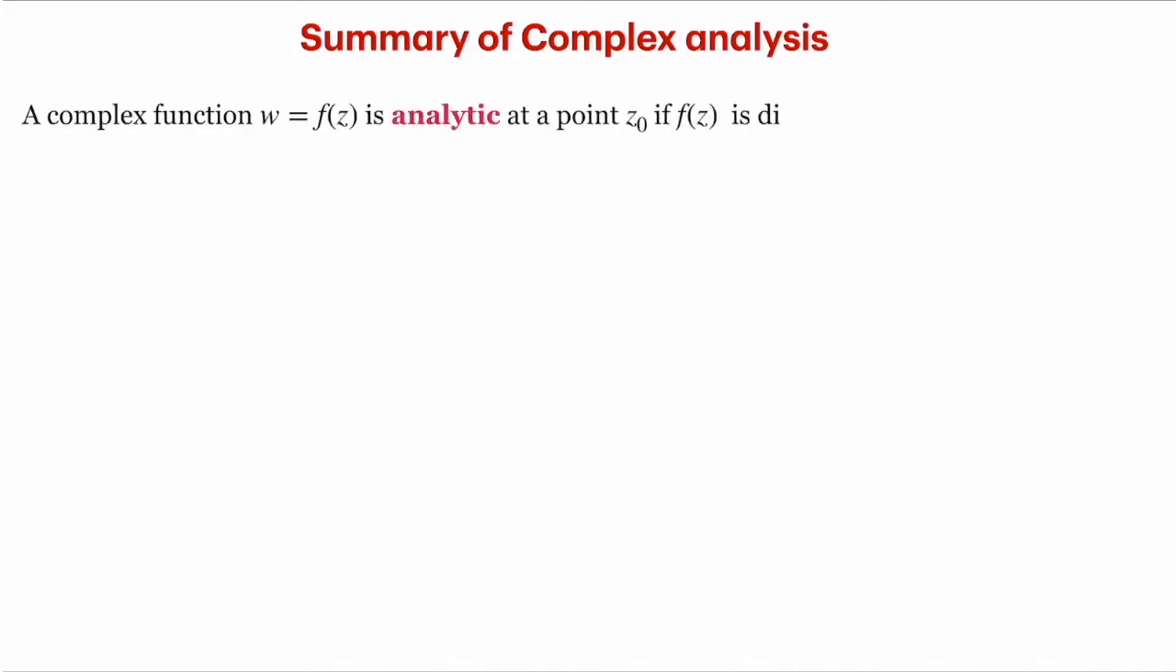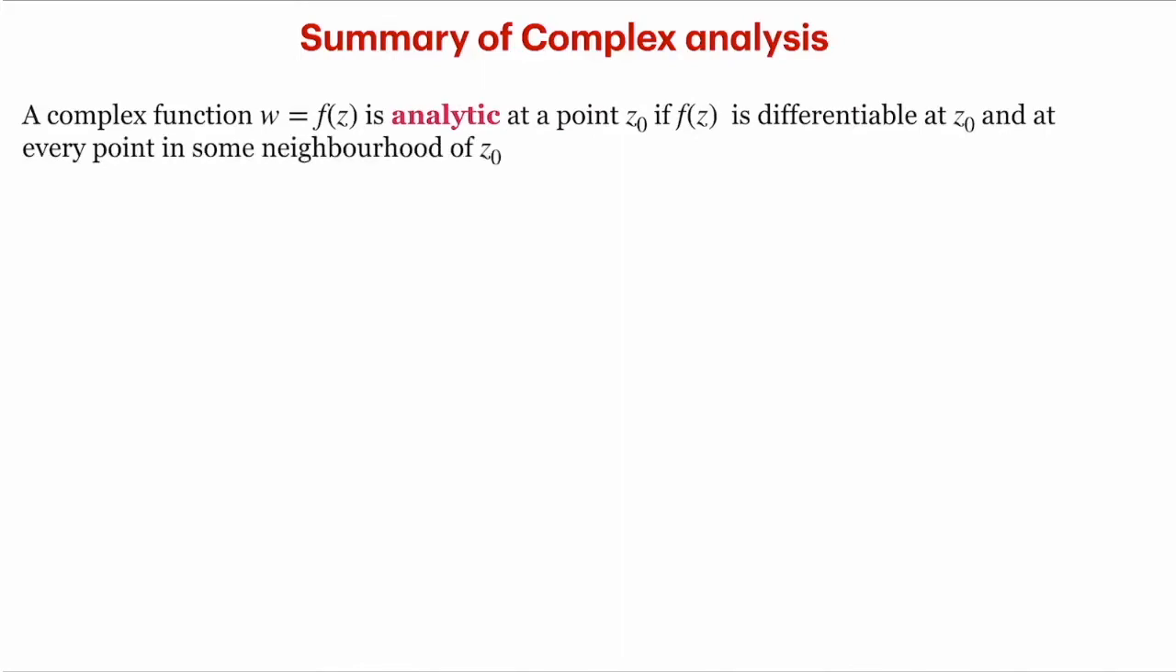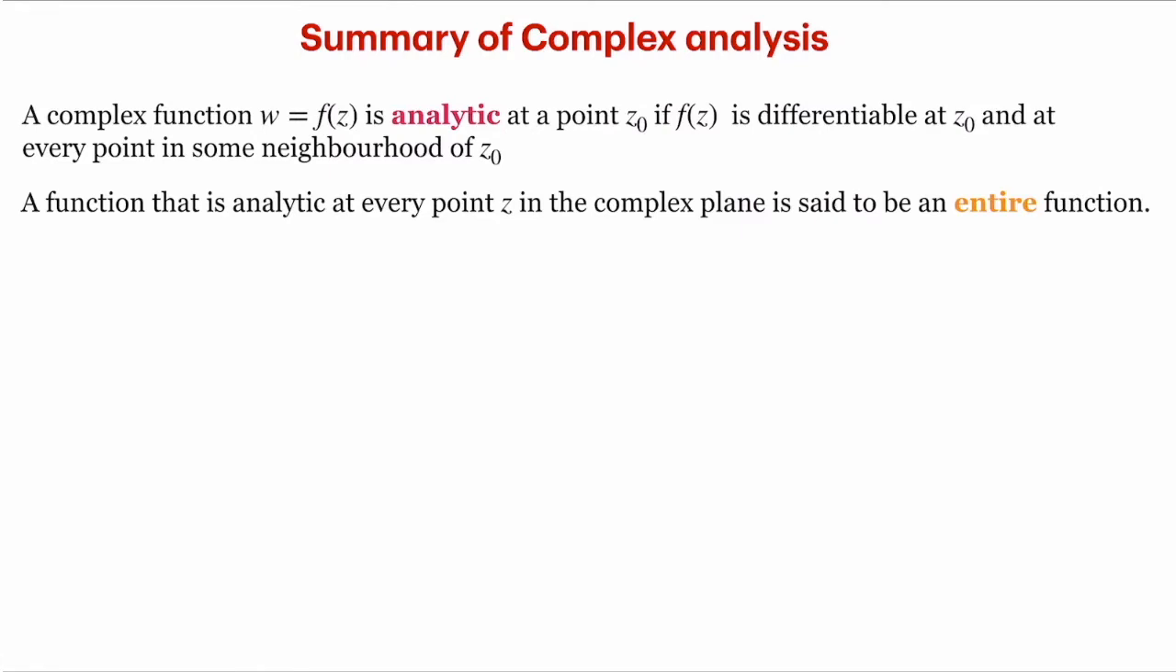So we have seen that a complex function is analytic at a point z0 if f of z is differentiable at z0 and at every point in some neighborhood around z0. If a function is analytic at every point in the z plane, then we call such a function an entire function.